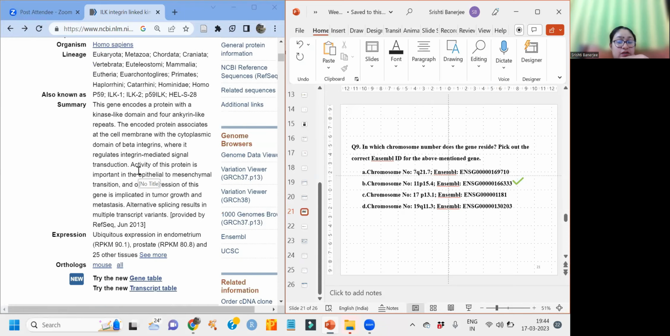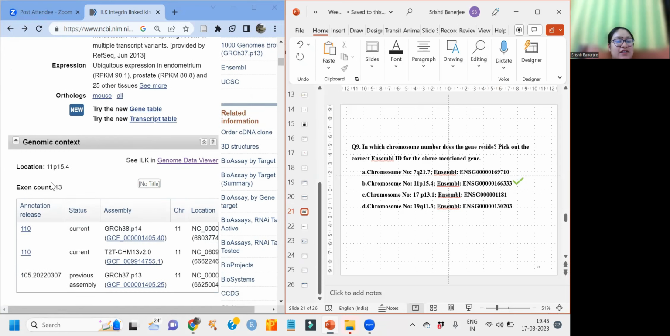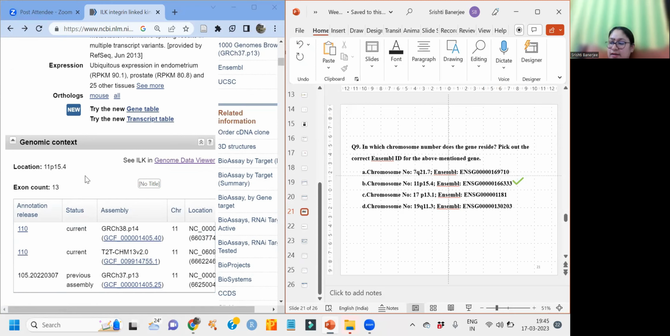Yes. And now we need to find out which chromosome number. So location. In location, you will find that location means in which chromosome number. That is the location of this particular gene. So this is which chromosome it is present on. That is how you find the location and the chromosome number.